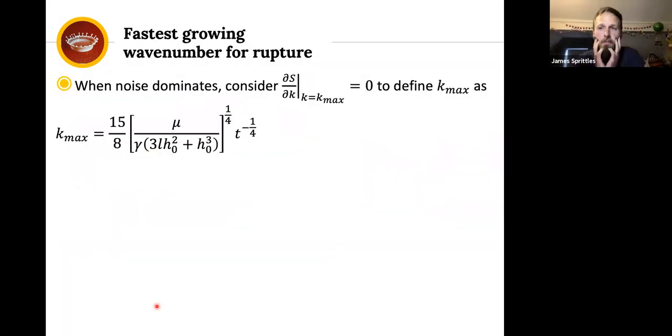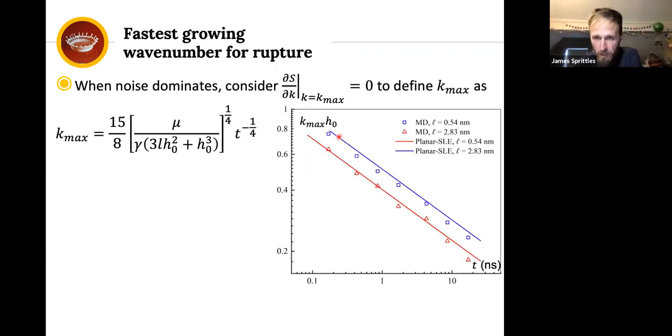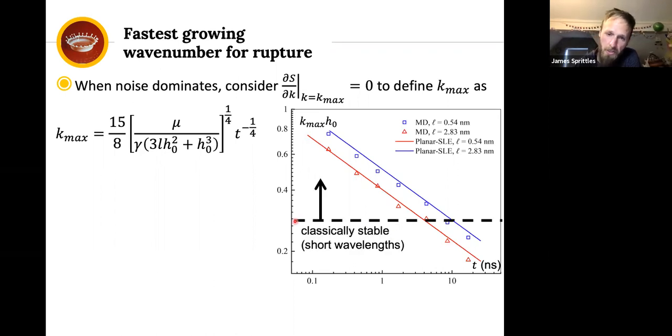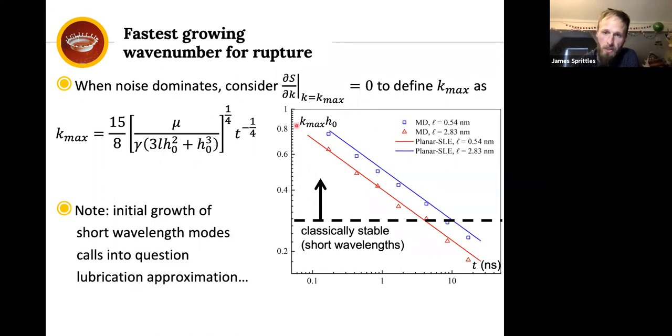So as I mentioned, the wave number changes in time, which is a non-classical effect. We can extract from the model how it should change in time by this definition. So it should go as t to the minus quarter. And if we look at the MD, we see indeed this decay. And this again comes back to what I mentioned earlier. What we always see is that at early times, very short wavelengths are excited by the noise, and that these invalidate the lubrication approximation we're making. Okay, so this again calls into question lubrication and again motivates a Stokes flow analysis.